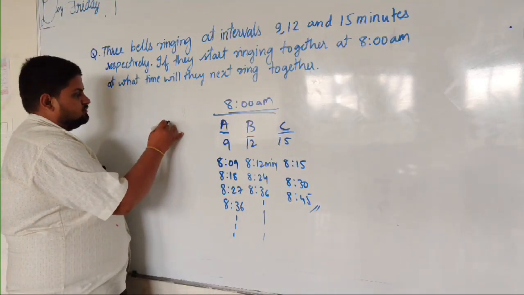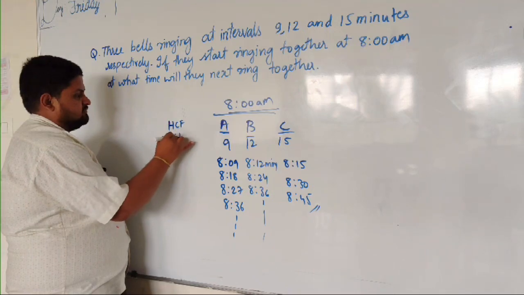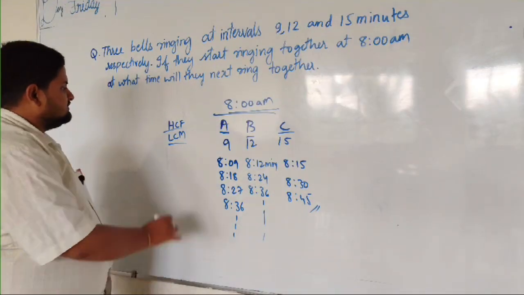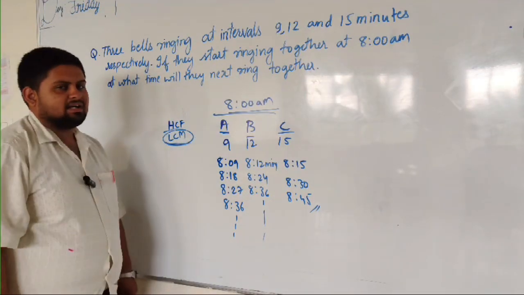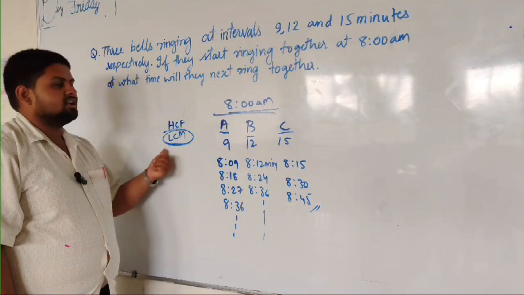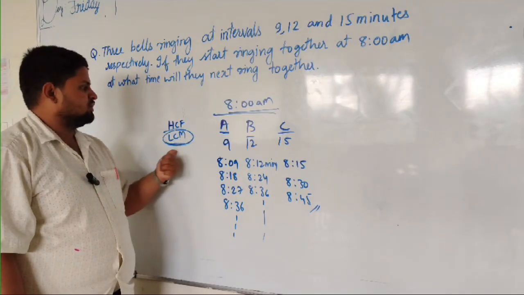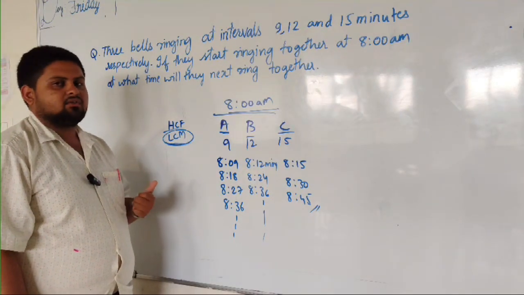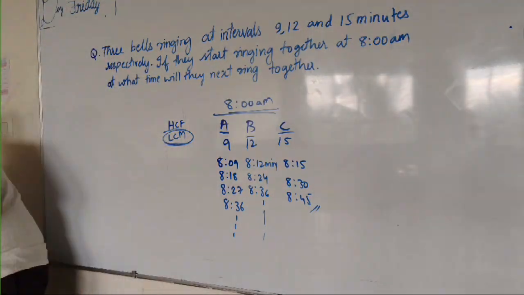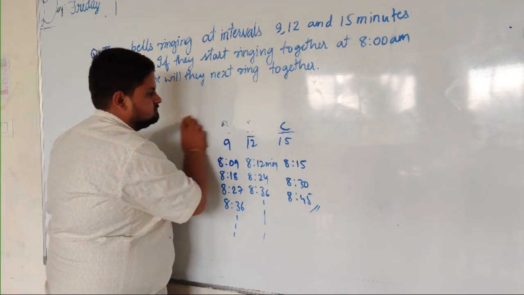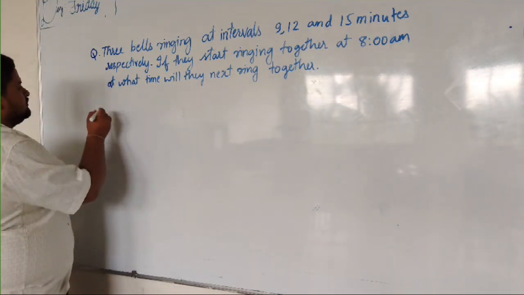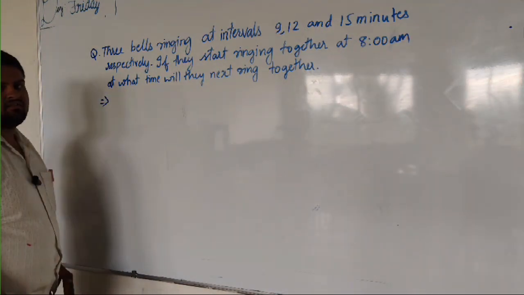We have learned 2 methods: one is HCF and the other is LCM. In this case we'll have to find the least common multiple, that is LCM. I'll tell you when to use HCF and when to use LCM. Before that, let us see how to find the LCM for these numbers. If you face such questions in MCQs, you can directly find the LCM and write the answer.